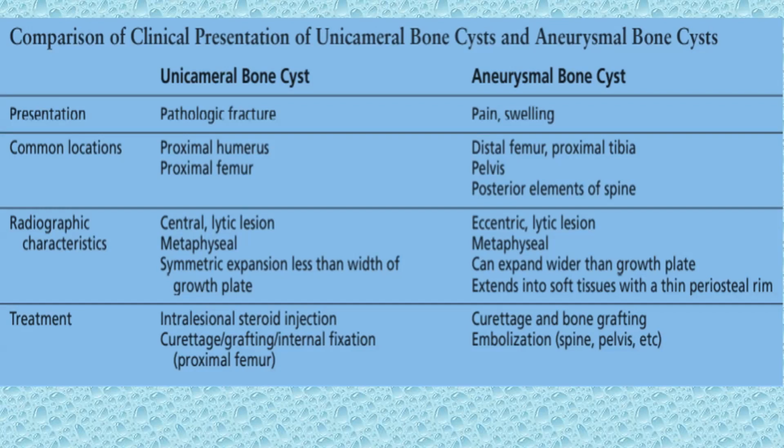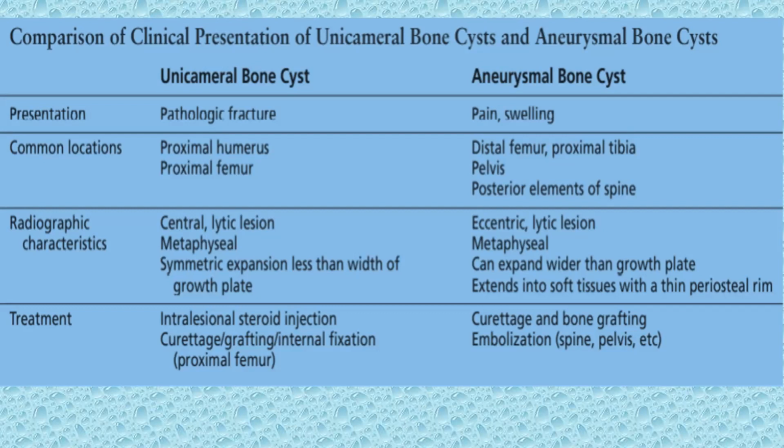Radiographic characteristics include a central lytic lesion, mainly in the metaphyseal region, with symmetric expansion, less than the width of the growth plate. You see that it is expanded from both sides. While in aneurysmal bone cyst, you see an eccentric lytic lesion, metaphyseal, which can expand wider than the growth plate, and it extends into the soft tissues with a thin periosteal rim.